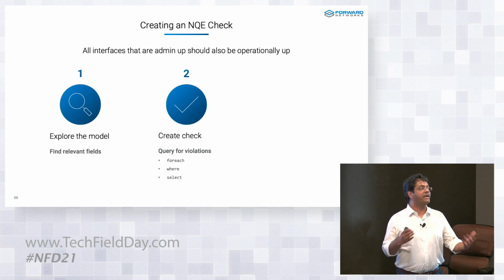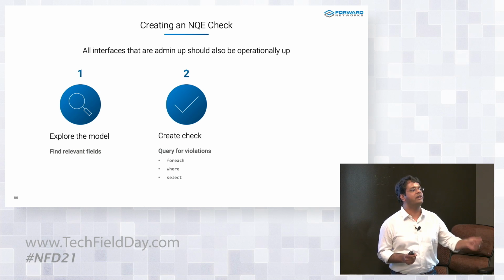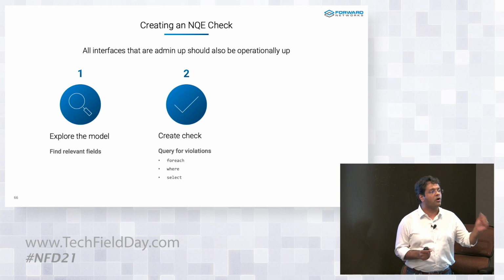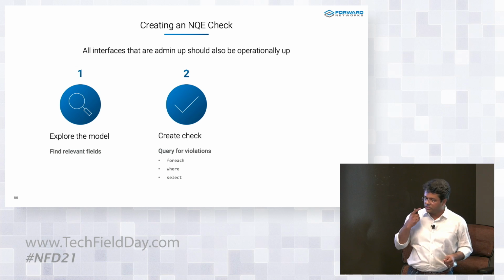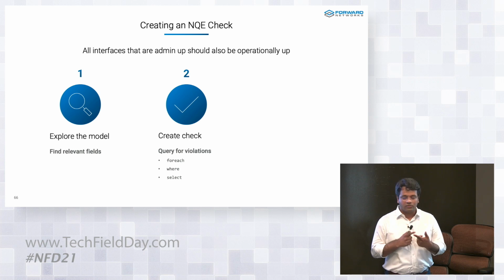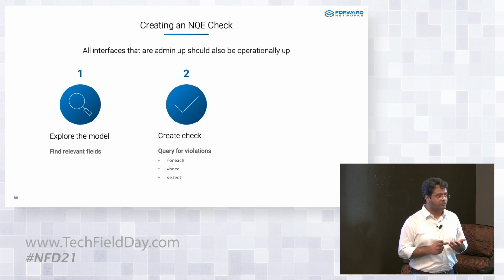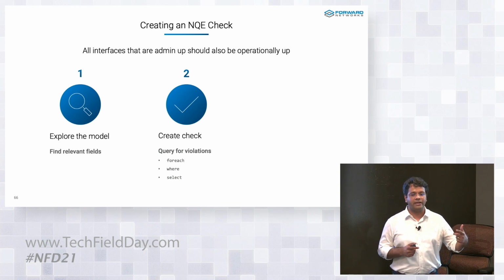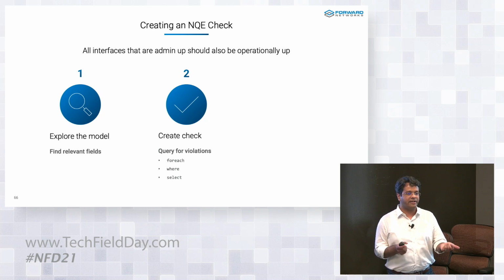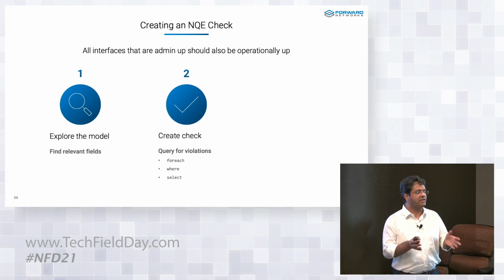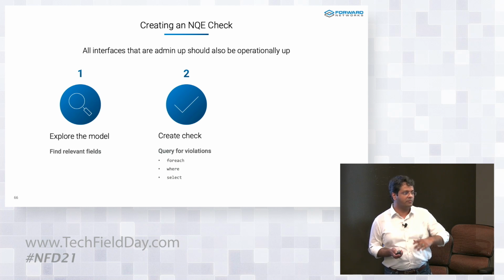Step 2, we are actually going to create a check. And this is important. The way we are going to create this check is by querying for violations, things that are wrong in my network that are against my intent. For this, we will use 3 simple constructs: for each, where, and select. For each iterates over all the data, collections of data like devices, interfaces, and so on. Where restricts the data to what I'm interested in, basically finding violations. And select returns the output. We'll see all of this in the demo.